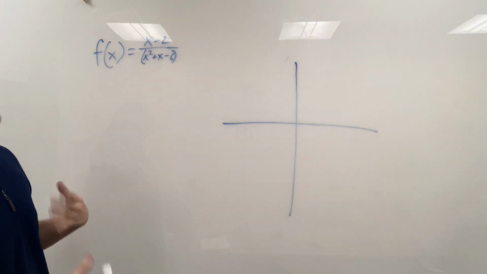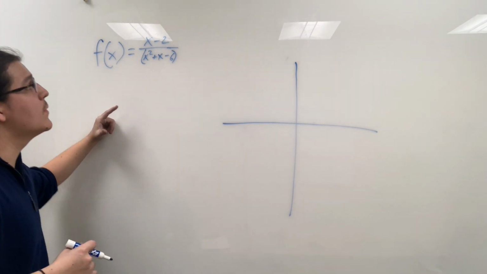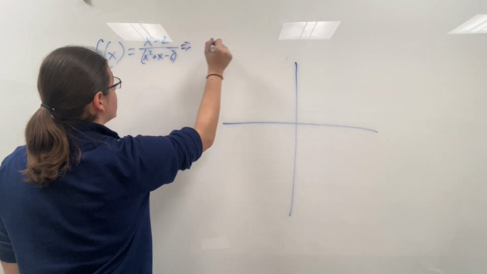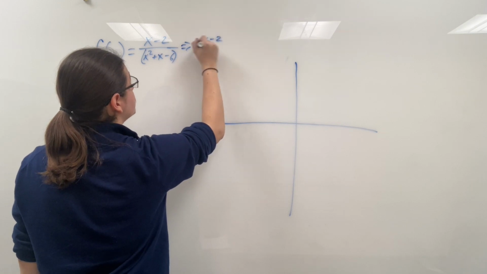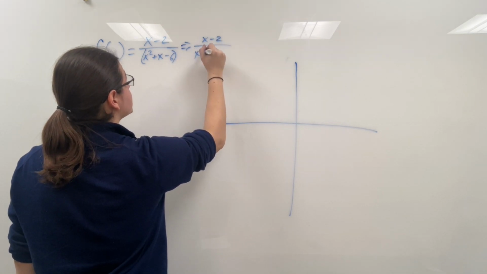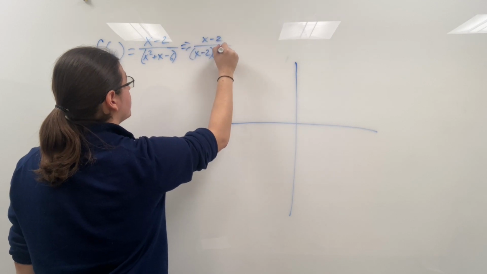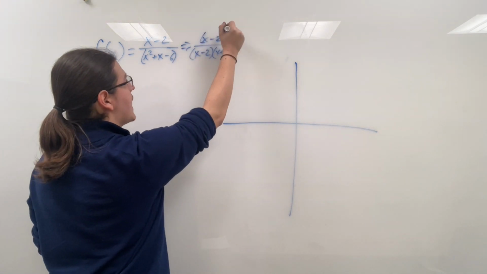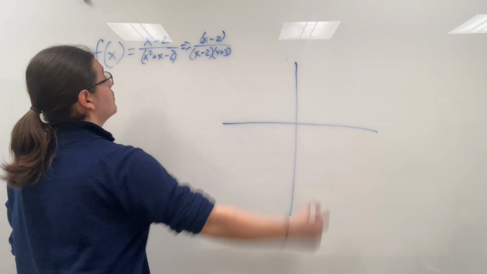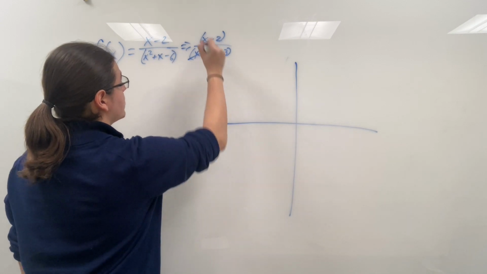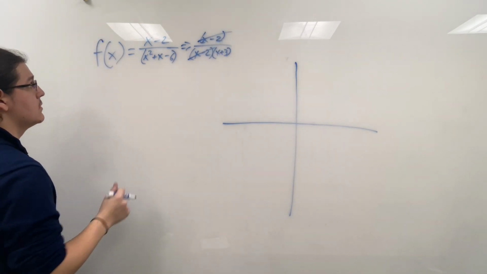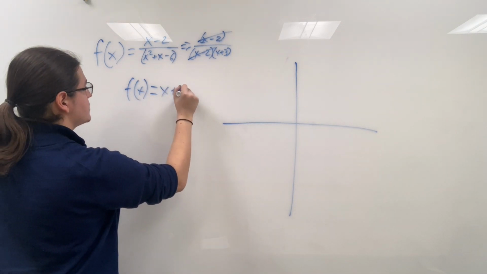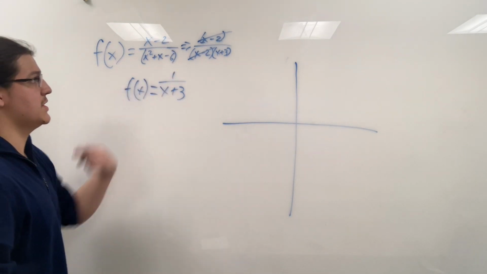How can we manipulate 3 and 2 to get 1? We can do 3 minus 2. So this is the same thing as x minus 2 over x minus 2 times x plus 3. And now we have terms that actually can cancel out. So let's cancel that out. And our function now becomes f of x is equal to 1 over x plus 3. Ooh, I almost just wrote it with the x plus 3 on top.